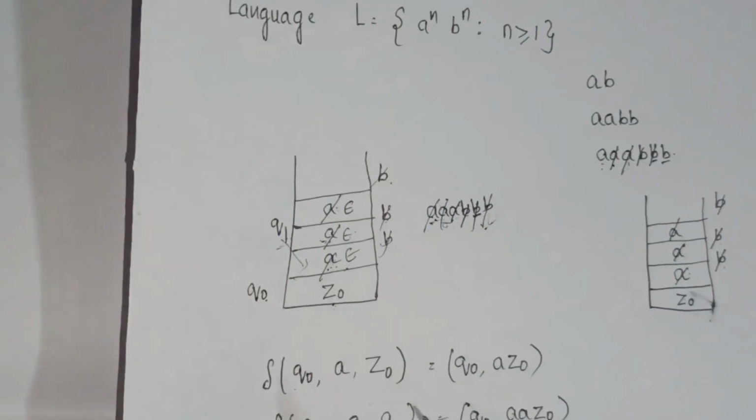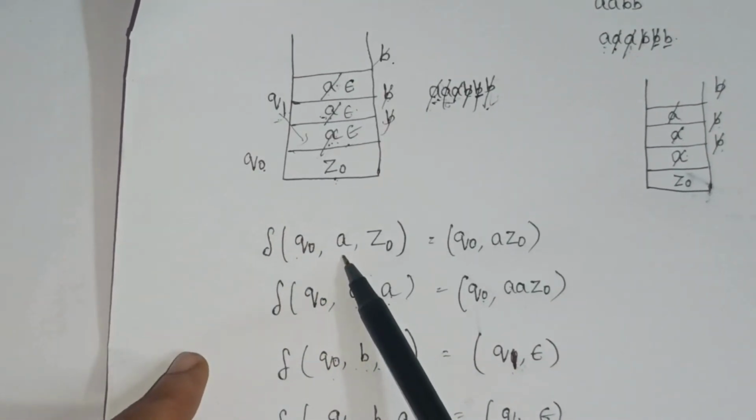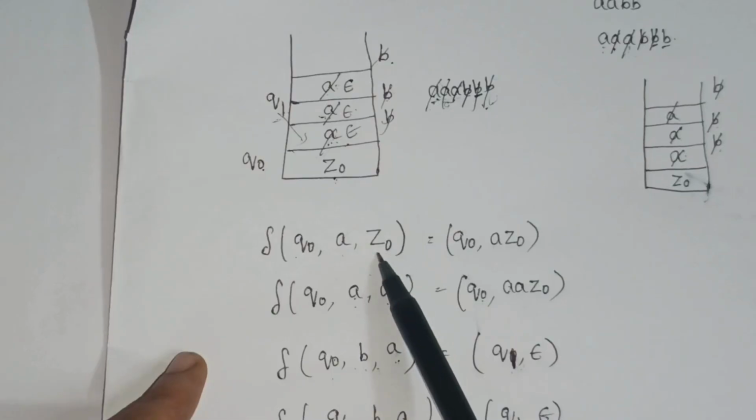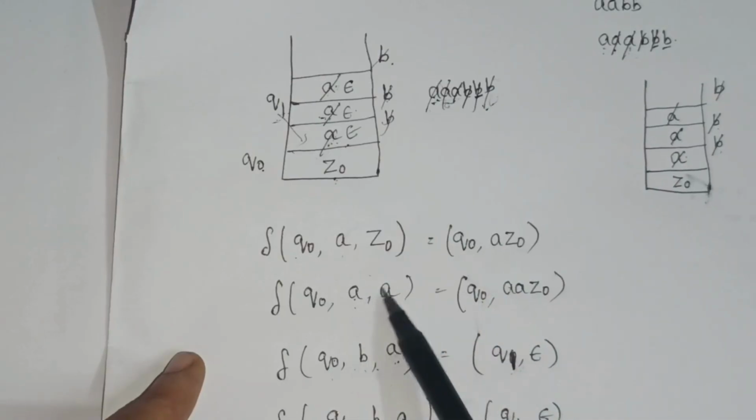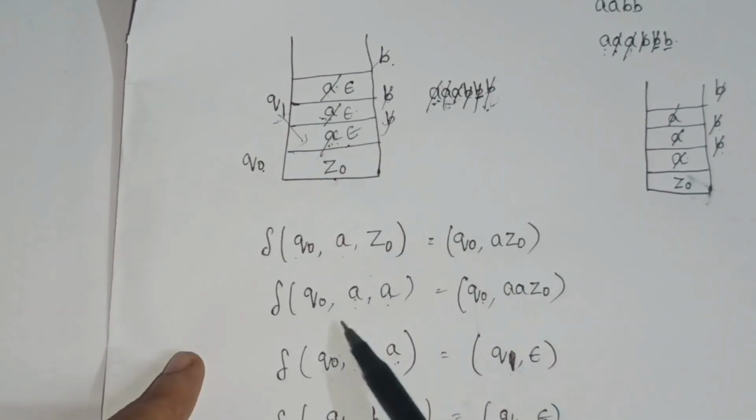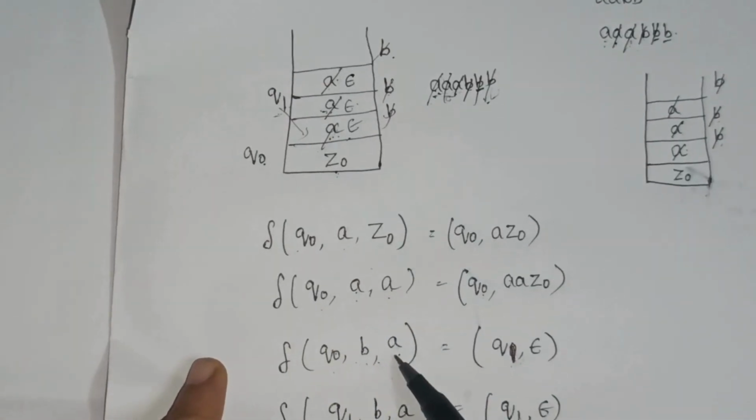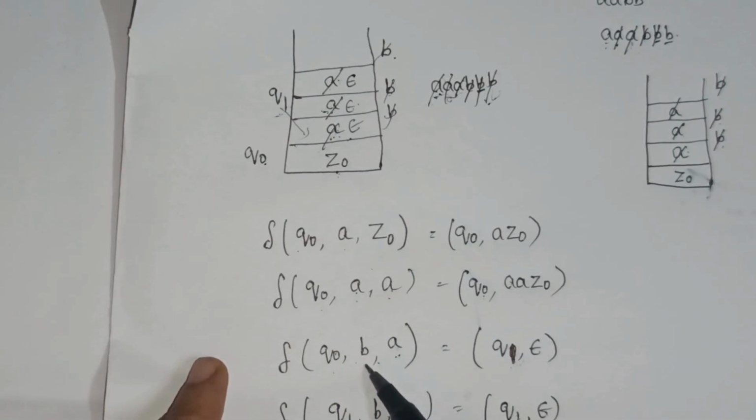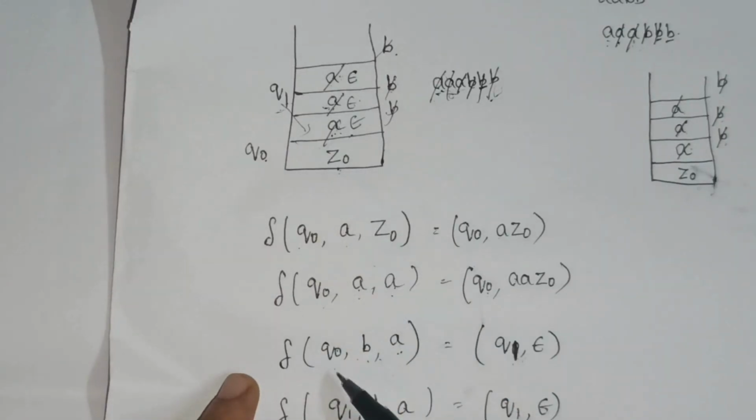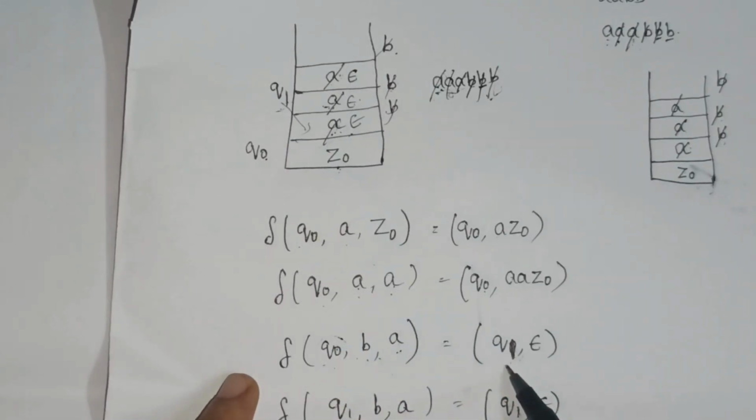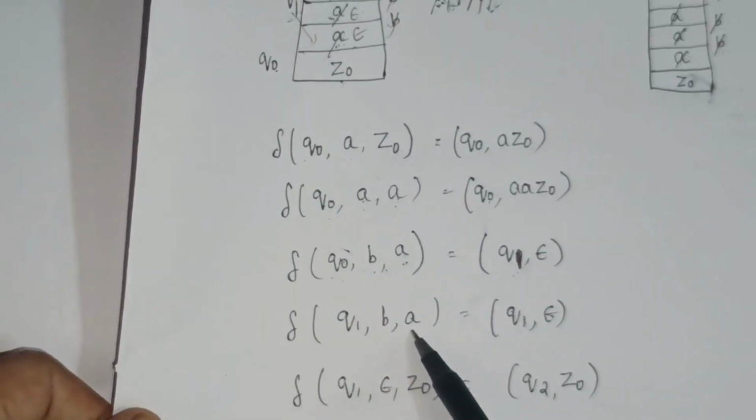So what we are doing? First we are pushing the element A, input symbol A into the top of the stack. If there are no elements, Z naught is the top of the stack, we have pushed A. So like that many number of A's we have pushed with this. So same action is repeating, so don't change the state. Next, if A is top of the stack, if I want to push B, then A will be popped out from the stack. Q naught changes to Q1. Okay. Again same operation will be performed.